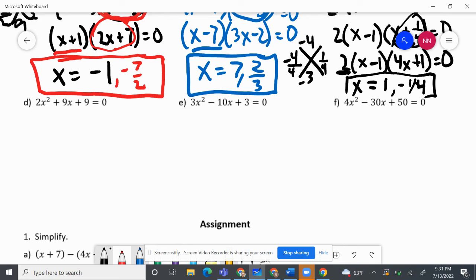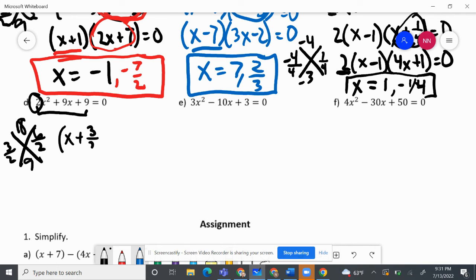With letter D, we're going to multiply the 2 and the 9, and that gives us 18 on top and 9 on the bottom. So 3 and 6. 3 times 6 is 18. 3 plus 6 gives us 9. Because of the leading coefficient of 2, we divide each of these by 2. That gives us x plus 3 over 2, and x plus 3 is equal to 0.